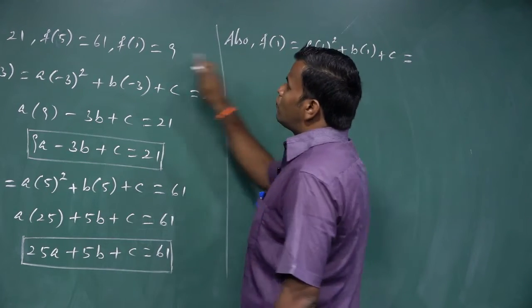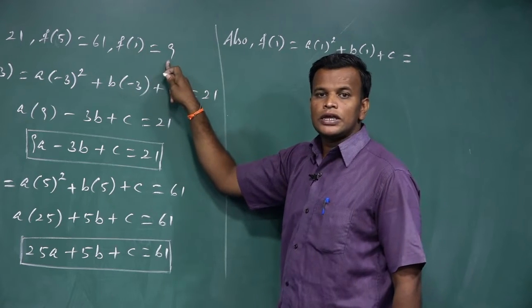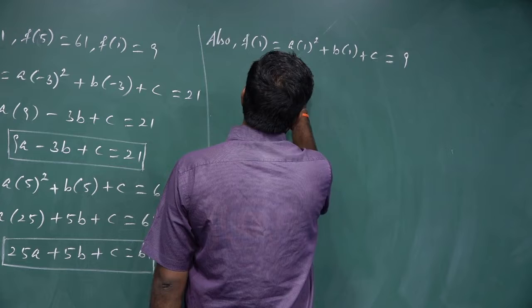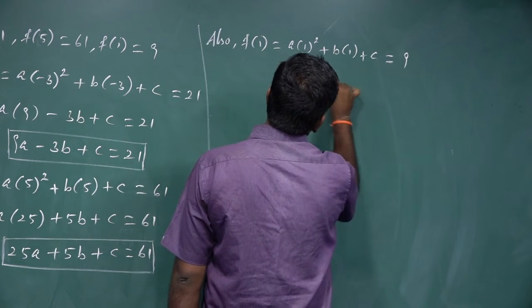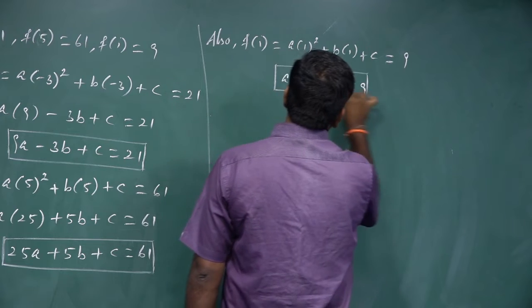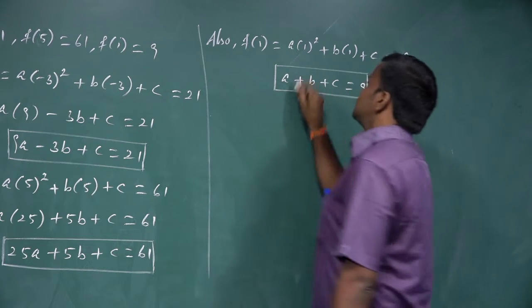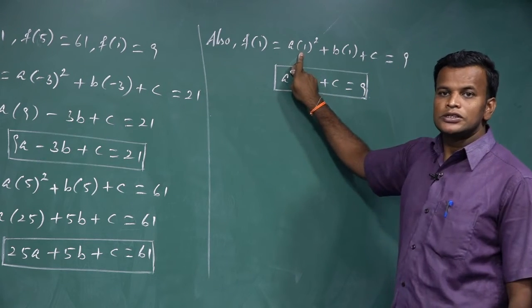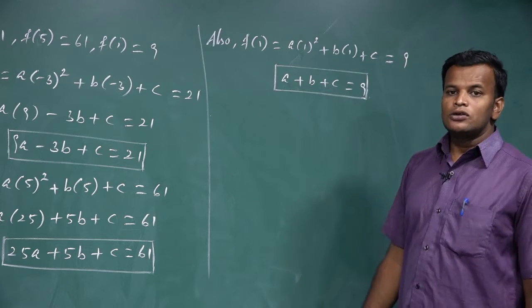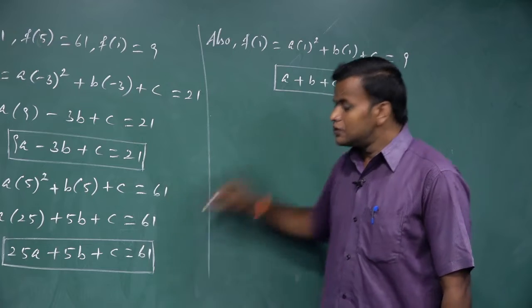But the value of f of 1 is given. The value of f of 1 is 9. So we write it is a plus b plus c is equal to 9. I shortly write 1 square value is 1, a into 1 is a, b into 1 is b, plus c is equal to 9. Now you see we framed 3 equations.